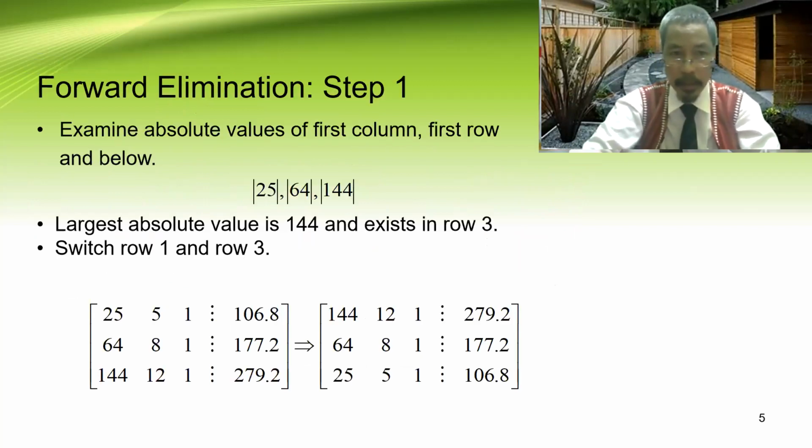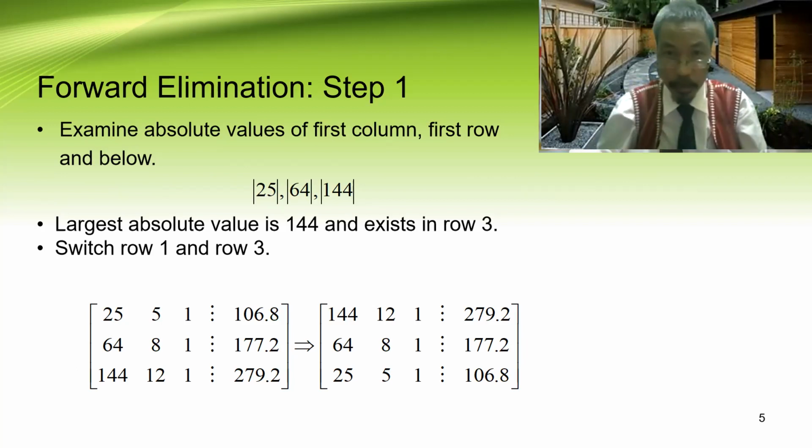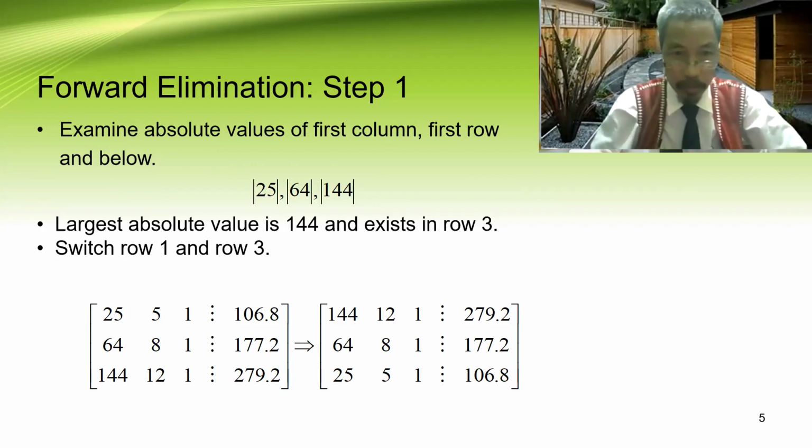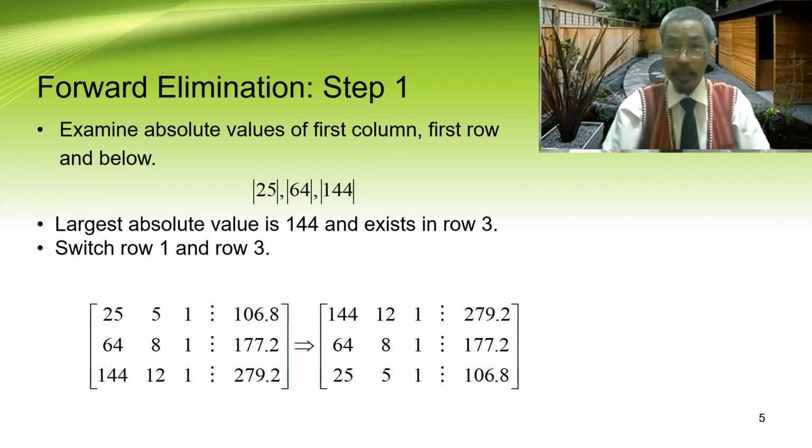Step 1, examine absolute values of the first column. This is our partial pivoting. The first column is 25, 64, and 144. The largest absolute value is 144 and exists in row 3. Therefore, we have to switch row 1 and row 3. We are looking at the largest absolute value. That is our way of dealing with these things to avoid the 2 pitfalls.